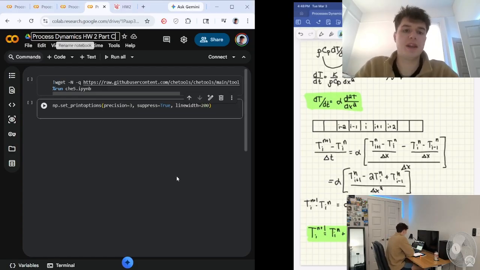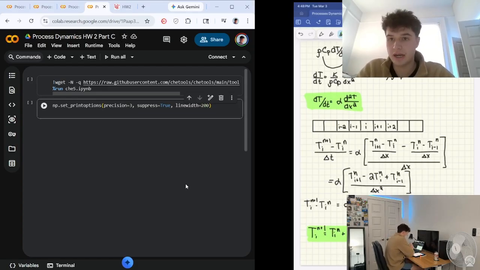All right, part C. Now, we got what I call our chores done. I imported the CHE library. I have these print options: suppress equals true, linewidth 200, precision equals 3. These are just things that are going to allow us to code more efficiently, and not just efficiently, but you need them. Like you literally need these things in here to complete what we're trying to do.